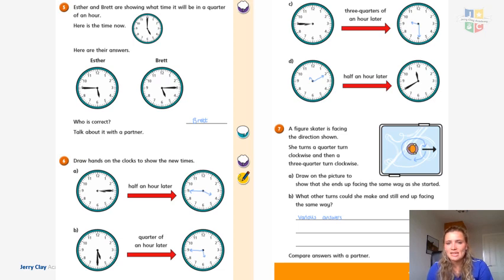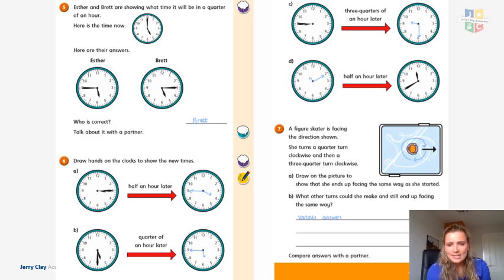And finally, part D, half an hour later. Again, we can just move it 6 numbers. Because obviously 6 is half of 12, so our minute hand should be pointed to the 8 and our hour hand should be on its way to the 12.